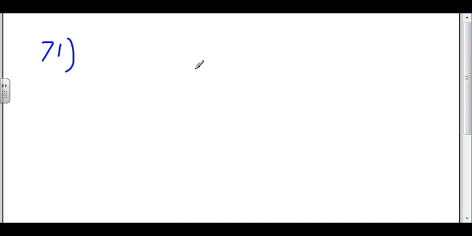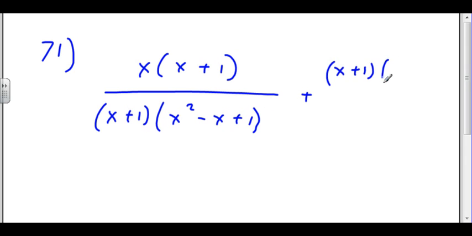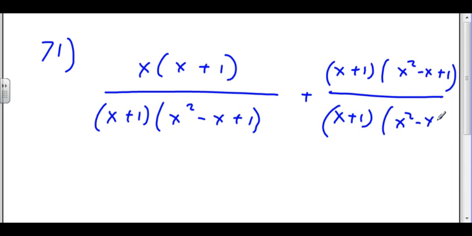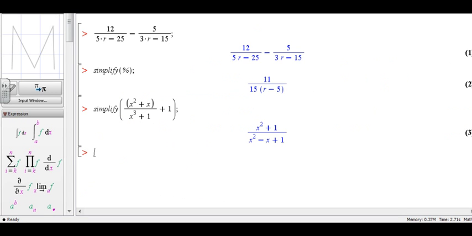All right, so let's see what we can get. I've got x times x plus 1 on the top, and I've got x plus 1 times x squared minus x plus 1 on the bottom, and then I've got plus 1. And so the one I want is the same as this. I'm going to go x plus 1 times x squared minus x plus 1 over x plus 1 times x squared minus x plus 1. So I've changed the 1, so I have a common denominator. Okay, so that guy goes away, this goes away, that goes away. Looks like I'm going to have x squared, the x's go away, I got an x and a minus x, plus 1 divided by x squared minus x plus 1, which as I recall, is exactly what Maple told me it was going to be.